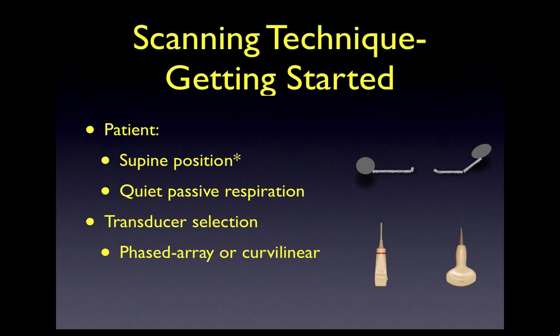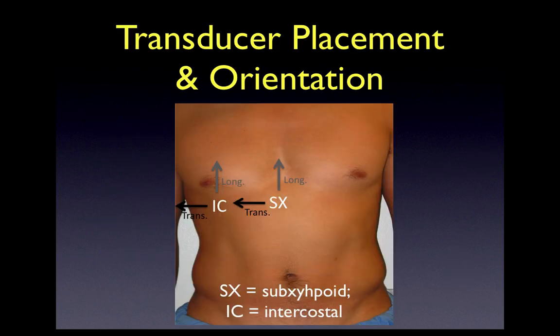On the other hand, you have the curvilinear transducer to the right. This transducer, as you can see, has a very broad footprint. This footprint is attractive because it can provide a very wide sector of imaging, and you can see a lot of the adjacent sonoanatomy. With regards to transducer placement, there's the subxiphoid approach, which is indicated as SX in this image, and there's also the right intercostal approach indicated as IC.